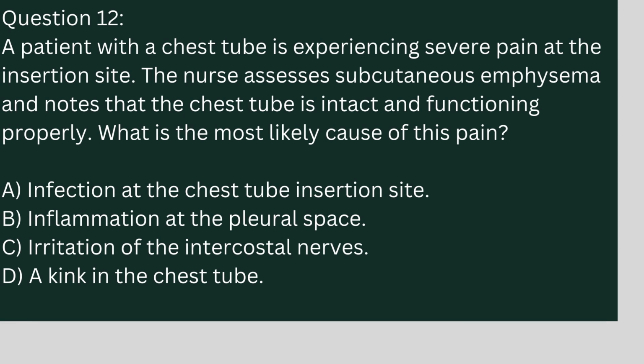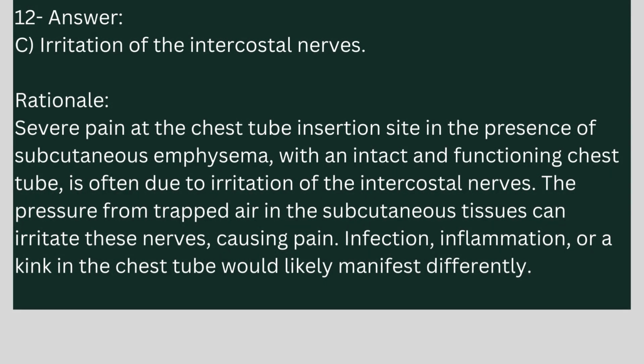The nurse assesses subcutaneous emphysema and notes that the chest tube is intact and functioning properly. What is the most likely cause of this pain? A. An infection at the chest tube insertion site. B. Inflammation at the pleural space. C. Irritation of the intercostal nerves. D. A kink in the chest tube. Answer 12. C. Irritation of the intercostal nerves.